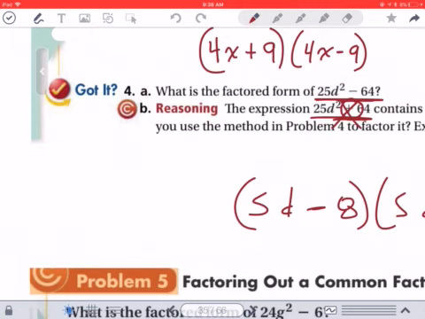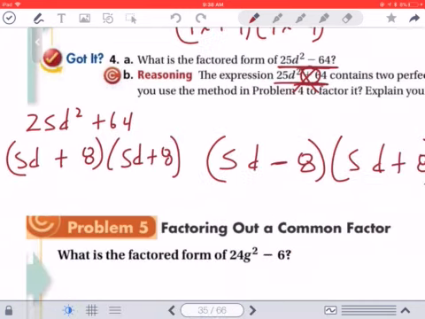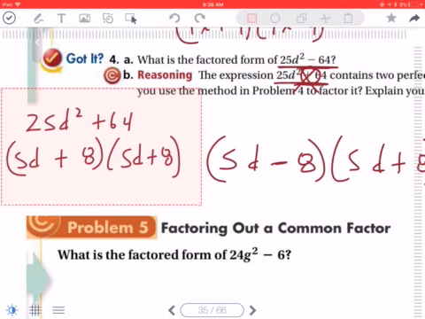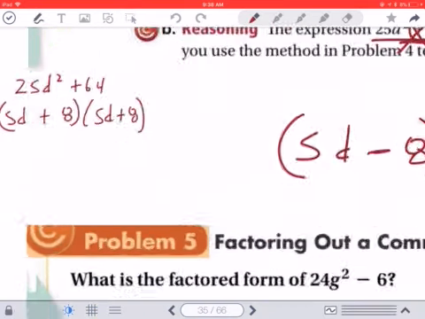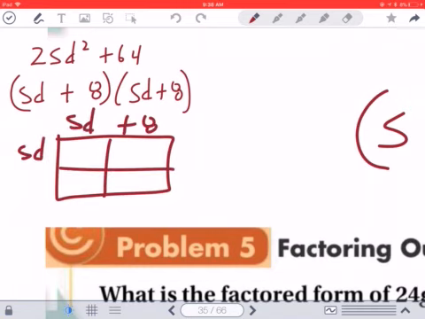So if I were to do 25d squared plus 64 and try to factor this into 5d plus 8, 5d plus 8, that's not going to work out. So there's no such thing as a sum of squares. I could just prove this real quick using the box method. This is 5d plus 8, 5d plus 8. This is going to be 25d squared, so that works. This is going to be 64, so that works.